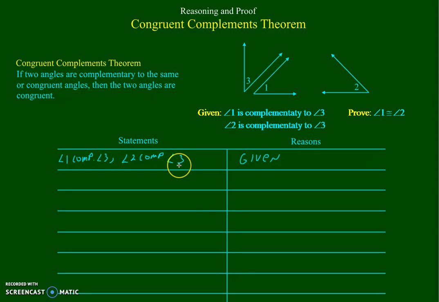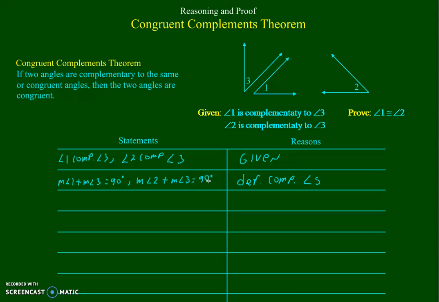Now, what does that tell us? Well, if angle 1 is complementary to angle 3, then the measure of angle 1 plus the measure of angle 3 is 90 degrees. And the same thing is true for this. So that's what I'm going to write next, and that's the definition of complementary angles. So again, the definition drives the statement. So here we have the measure of angle 1 plus the measure of angle 3 equals 90 degrees. The measure of angle 2 plus the measure of angle 3 is 90 degrees.